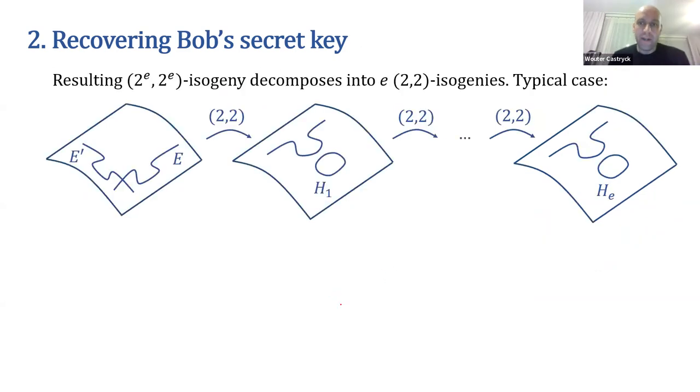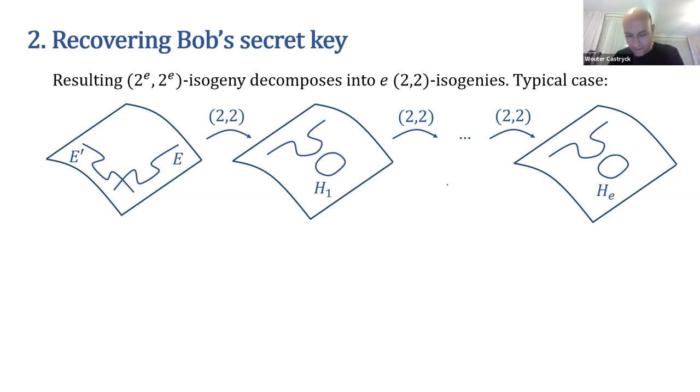Okay, so here's what you would expect to happen if you quotient out this product of elliptic curves by this 2^e subgroup. Just like a 2^e isogeny between elliptic curves decomposes as a composition of e 2-isogenies, a (2^e,2^e)-isogeny decomposes as a composition of e (2,2)-isogenies. And the typical thing that we expect is the following. The first (2,2)-isogeny, we typically expect that it will not take us to another product of elliptic curves, but it will take us to a generic abelian surface. And a generic abelian surface is the Jacobian of a genus 2 curve. So that's what we expect. And then we expect to stay inside that world.